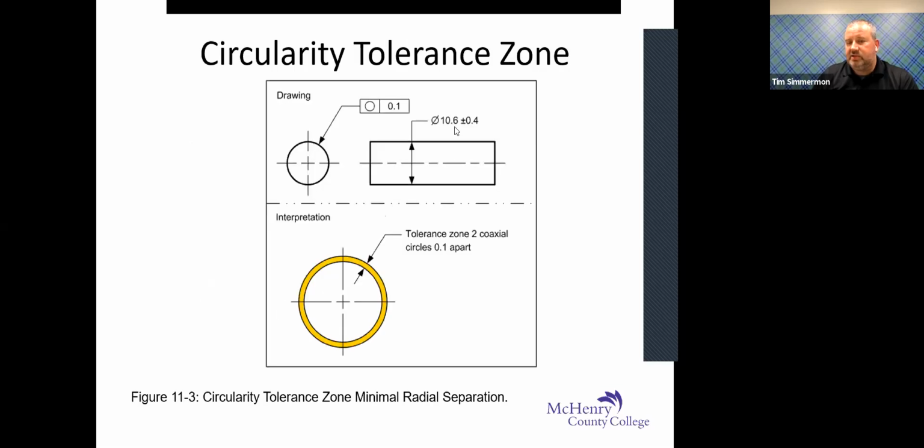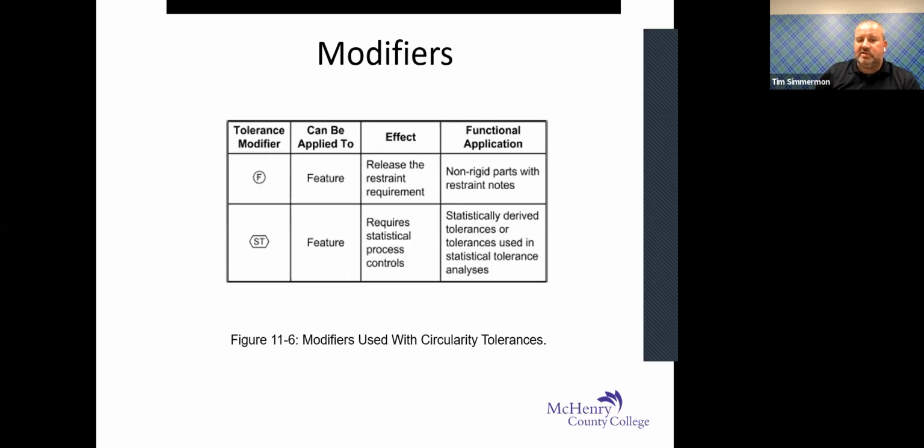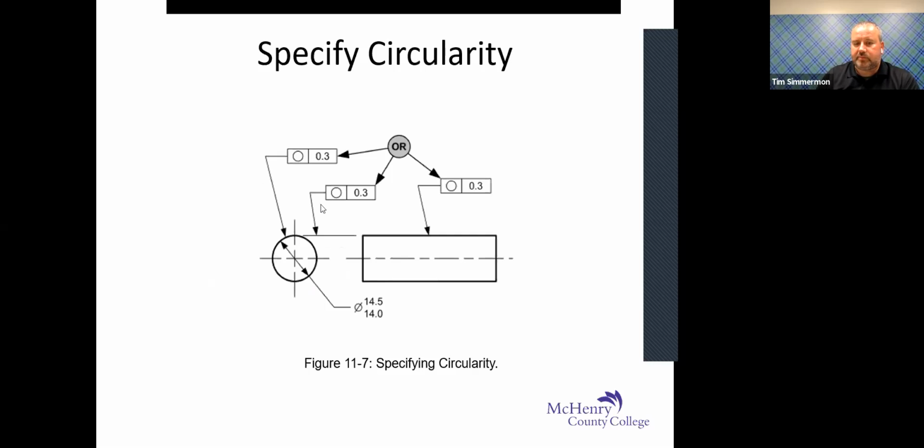So in this case, without this tolerance on here, your circularity has got to be within plus or minus 0.4 millimeters. What modifiers are allowed on circularity? Again, this is release the restraint requirement F or statistical process controls. Those are the only two modifiers that are allowed on circularity.